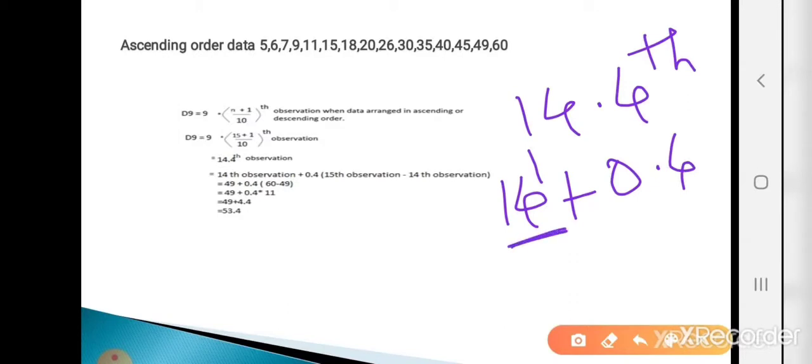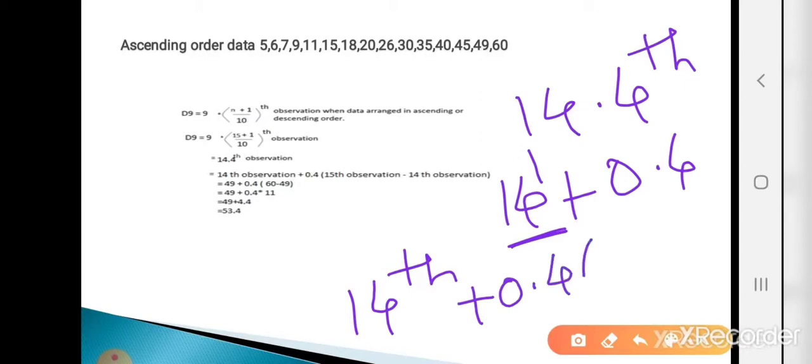So first it is 14. So the 14th observation plus the remaining part as it is, 0.4, into the 15th observation minus the previous, that is the 14th observation. Now just plug the values of the 14th and 15th observations into the formula.